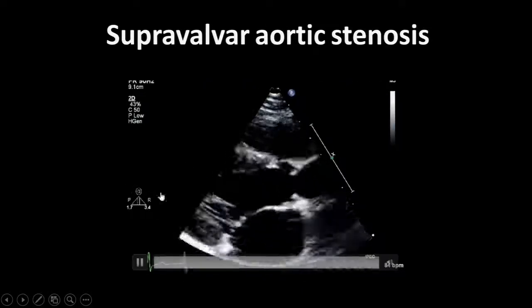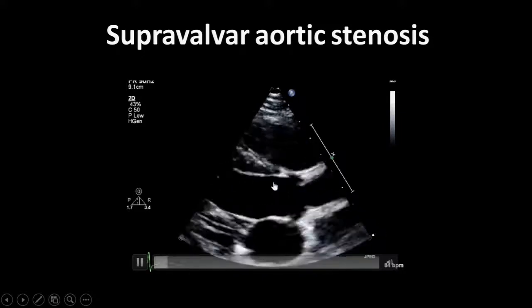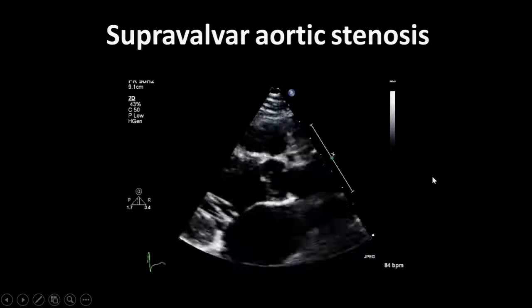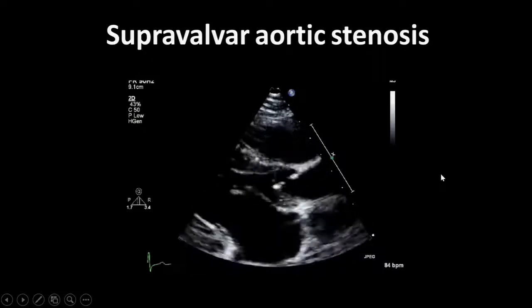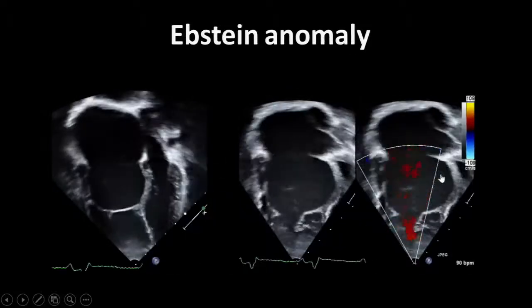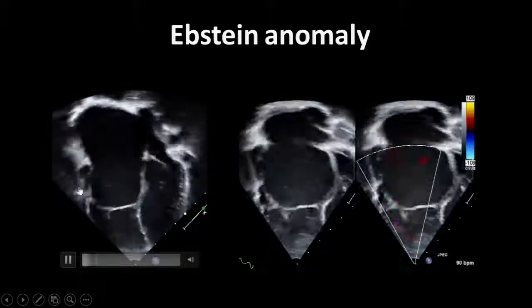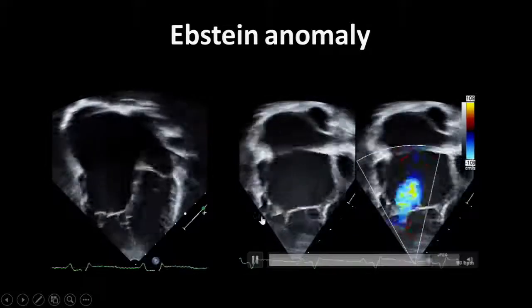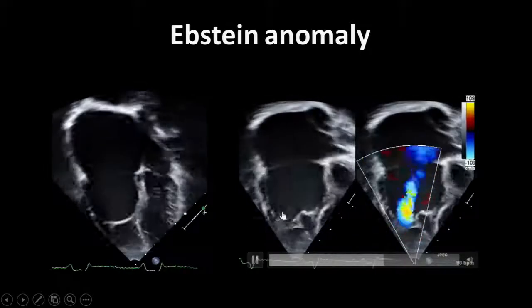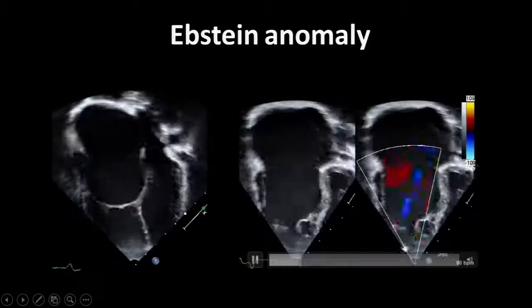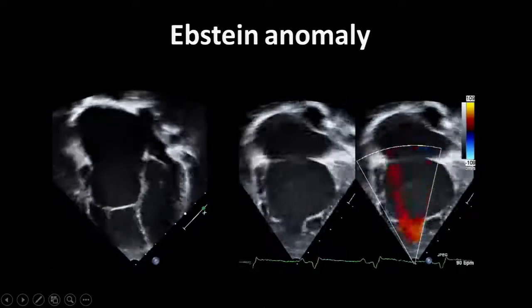Example of supravalvular aortic stenosis. Here's the valve opening up. You see the ridge of tissue at the sinotubular junction, most commonly associated with Williams syndrome. Example of Ebstein anomaly. Here you can see right atrium, the atrialized portion of the right ventricle. The valve has been displaced, the effective valve down here apically, and you can see the tricuspid regurgitation.